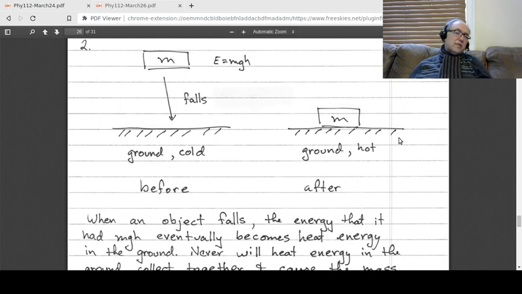Now, the reason this is a little harder to see is because you don't really go around touching the ground after something falls and saying, oh, it's hotter. And even if you did, the amount of temperature increase is so small that it wouldn't be detectable. So you go, well, does this really happen? Does mechanical energy, this energy of the mass falling, really become heat?